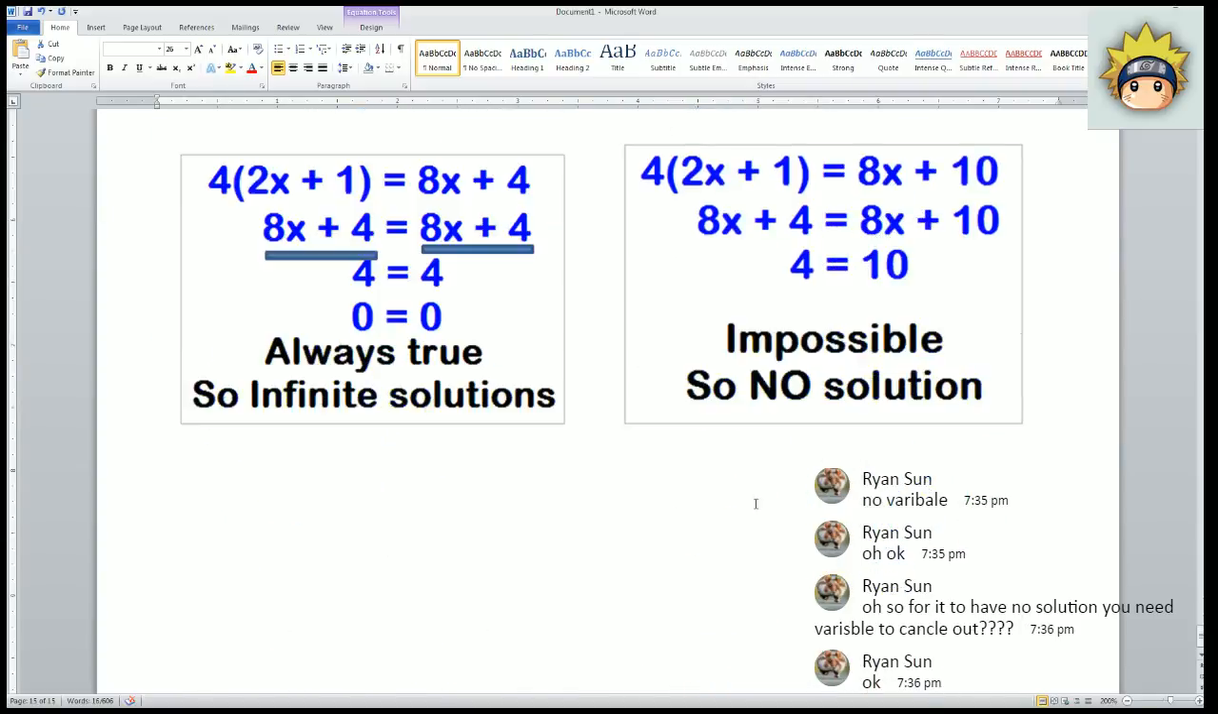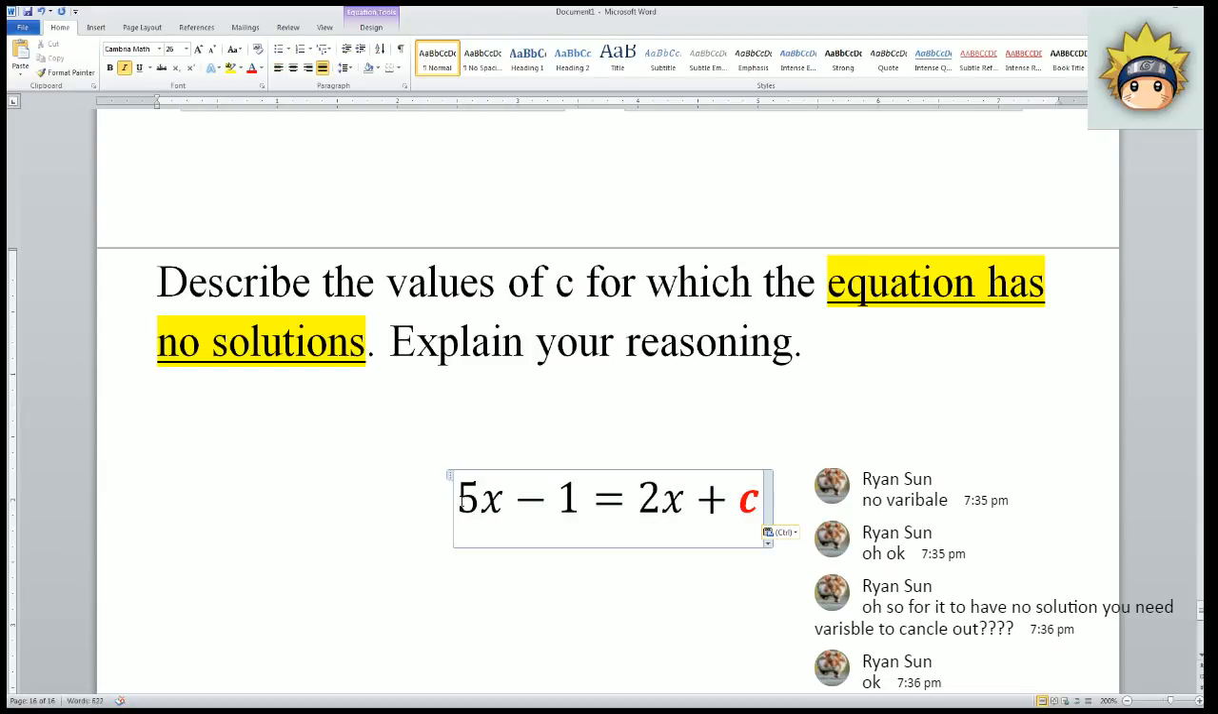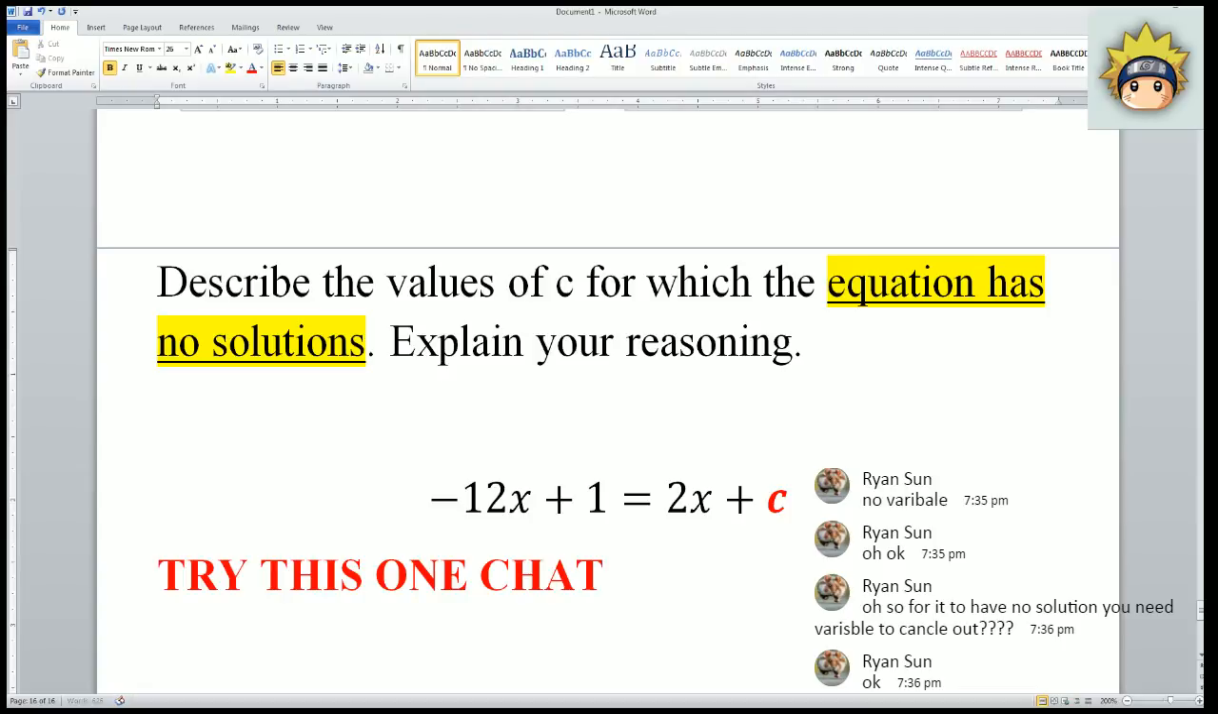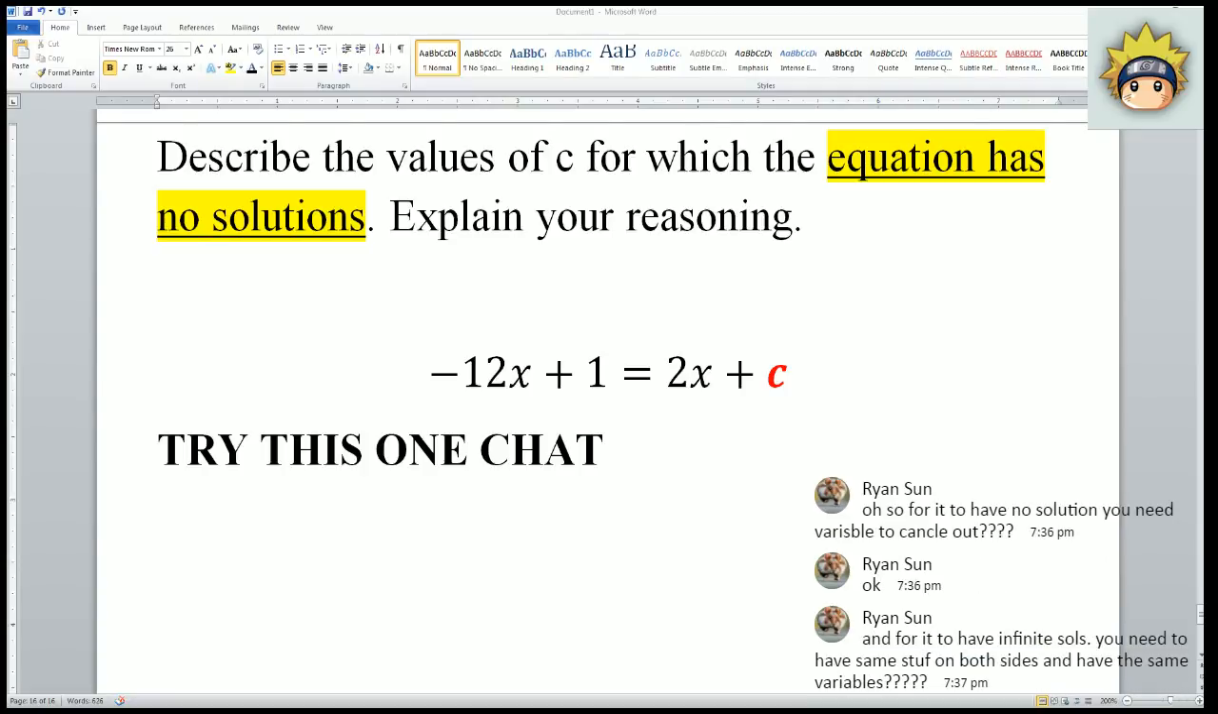What about this one? Give this one a try. Let me make this another one. Go, try this one. Correct, Ryan. For it to have infinite solutions, you have to have the same stuff on both sides. Yes, correct. So answer this one.